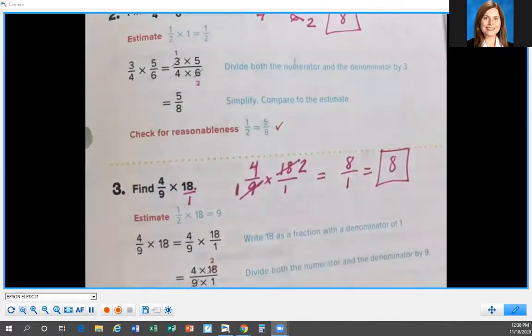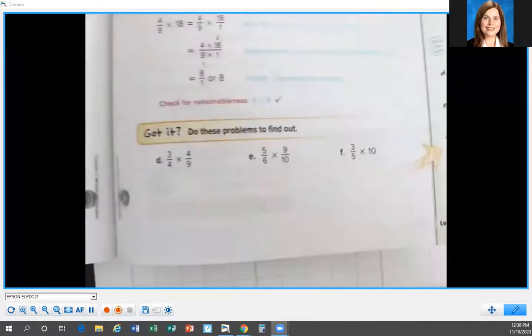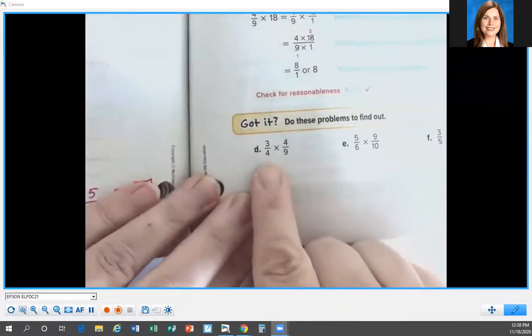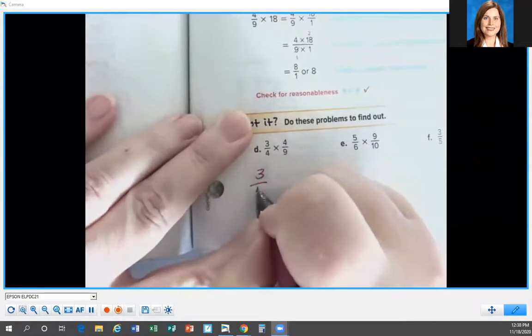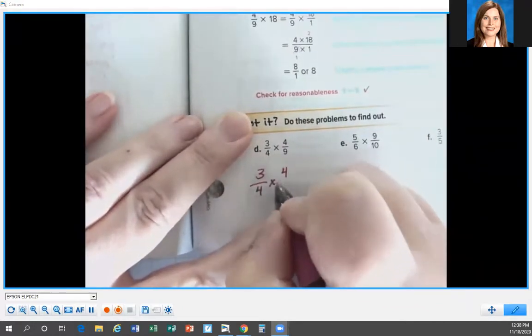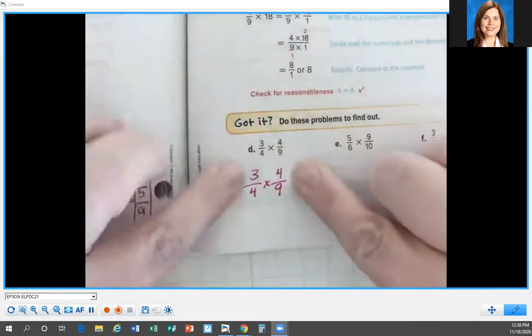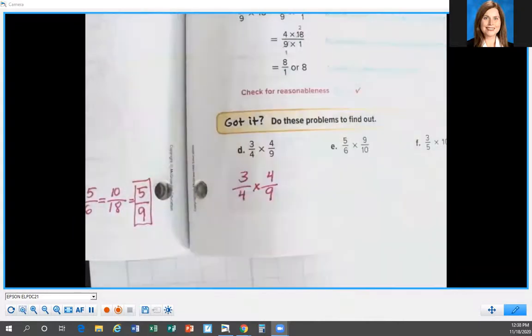Okay, let's go to letter D. We have 3/4 times 4/9. And I rewrite this just so I have some space out here for my cross canceling and I'm not running into the letters here or that problem there.